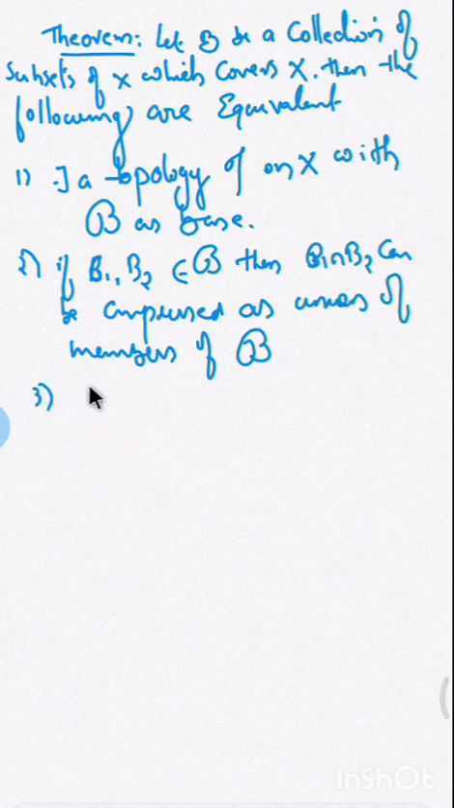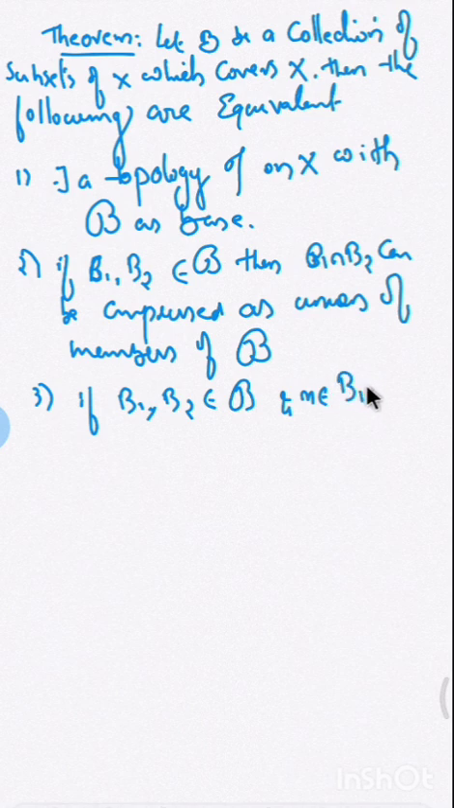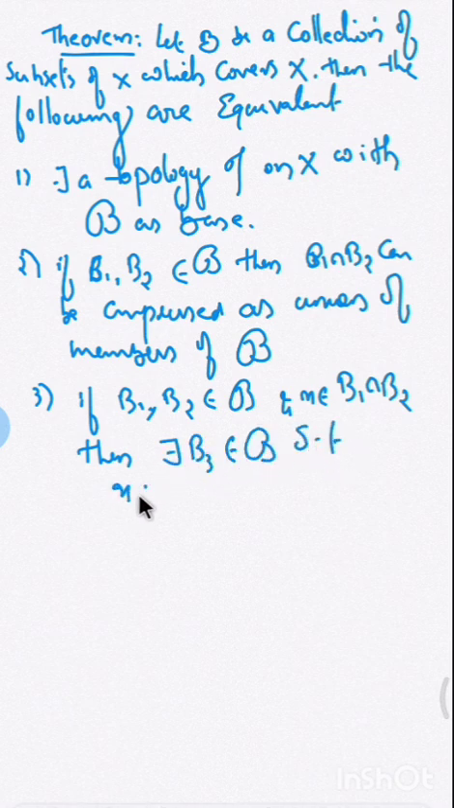And the third statement says that if B1, B2 are two elements in script B and you take x as an element in their intersection B1 intersection B2, then there exists some B3 in script B such that x belongs to B3 and B3 is contained in B1 intersection B2.